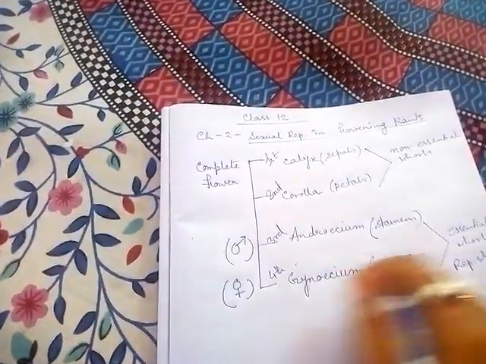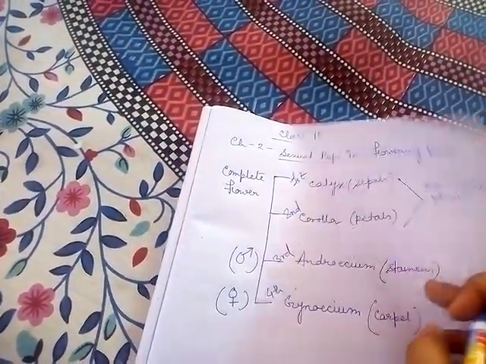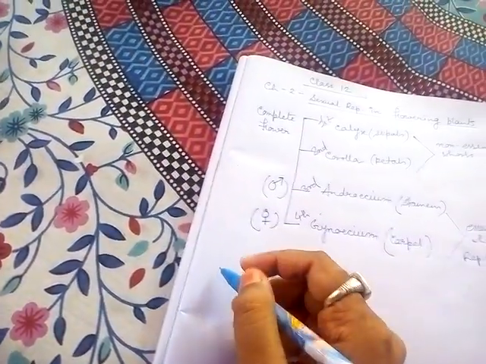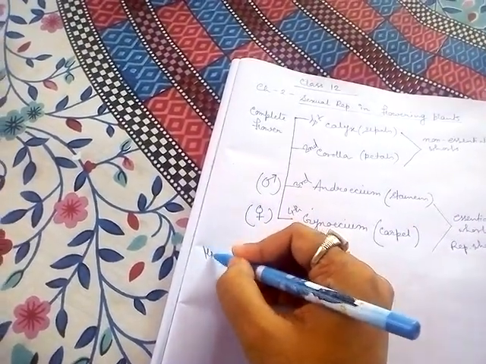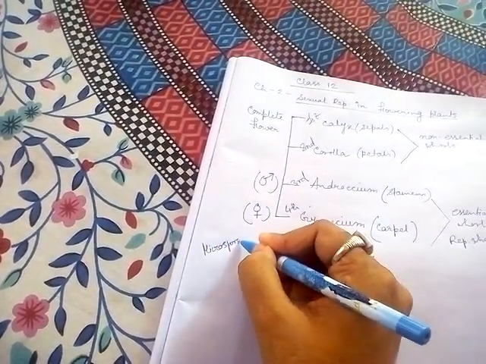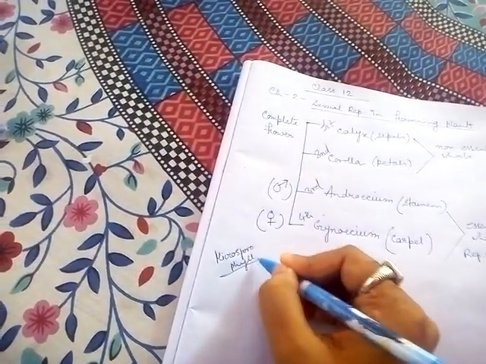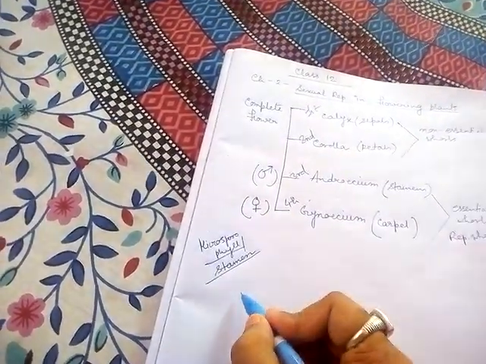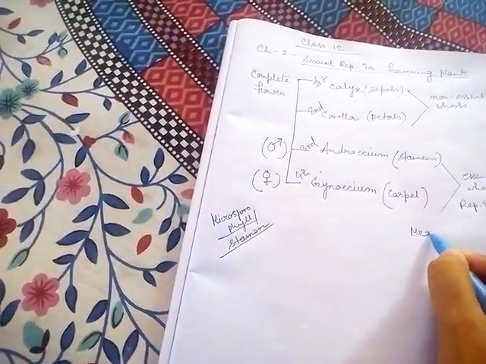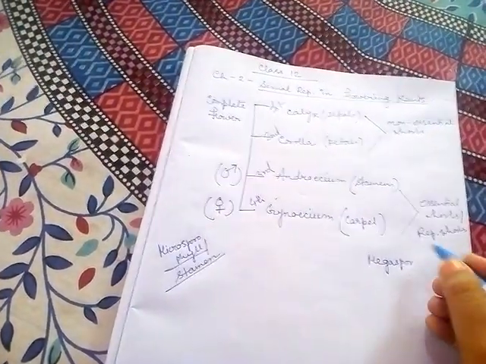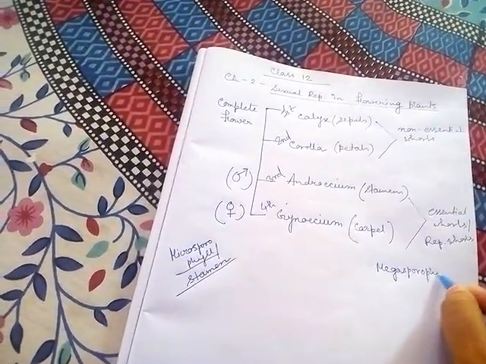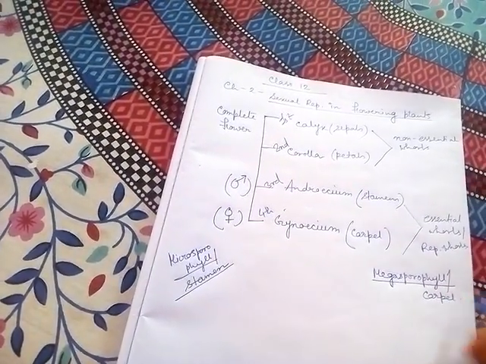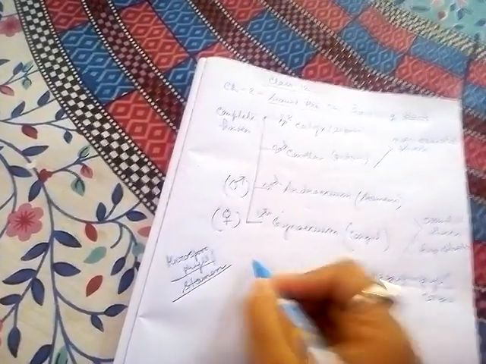The unit of androecium is the stamen. Stamens are also called microsporophyll. Microsporophyll, that is stamen, is the unit of androecium, and megasporophyll, obviously carpel, is the unit of gynoecium. It is female in nature, while the stamen is male in nature.